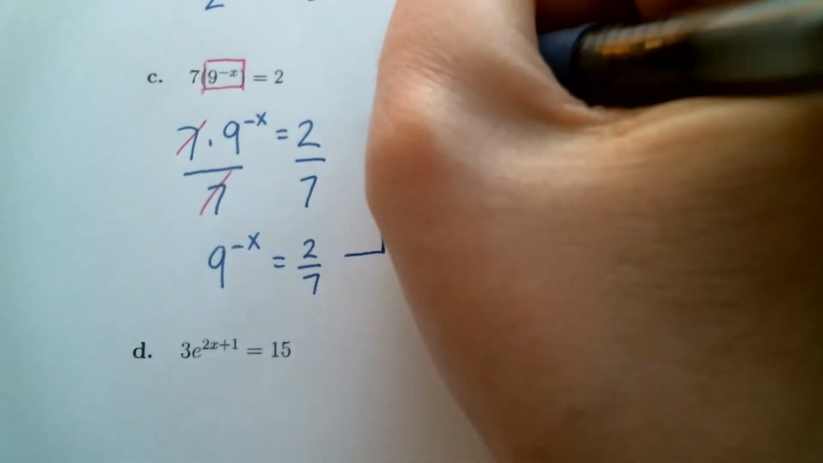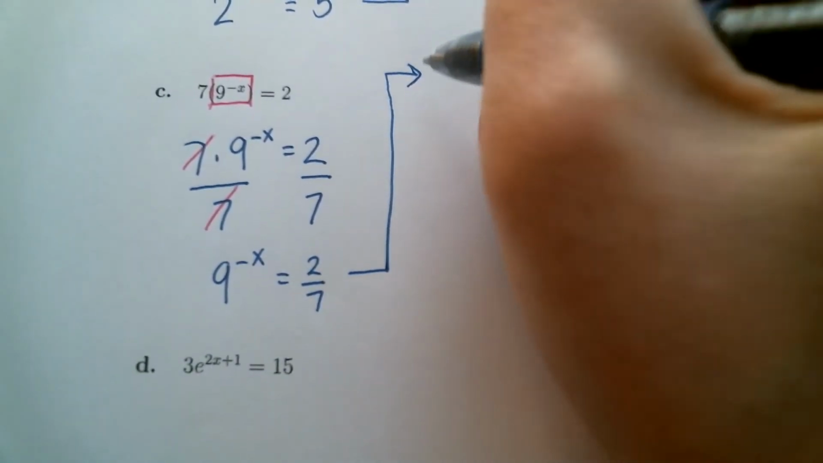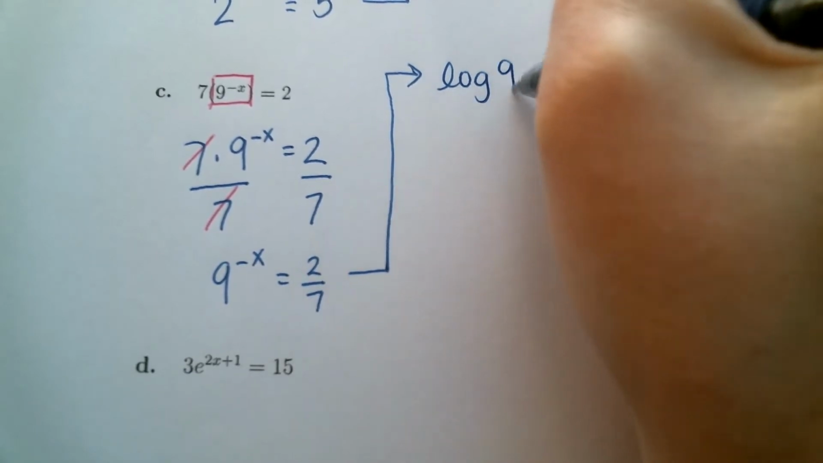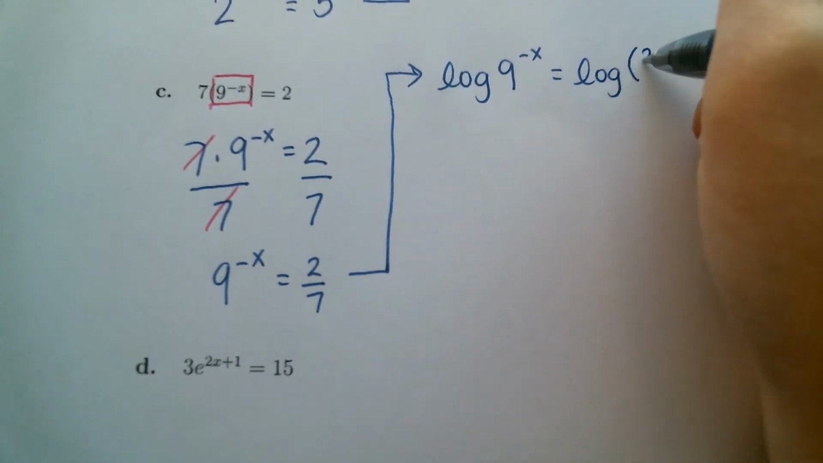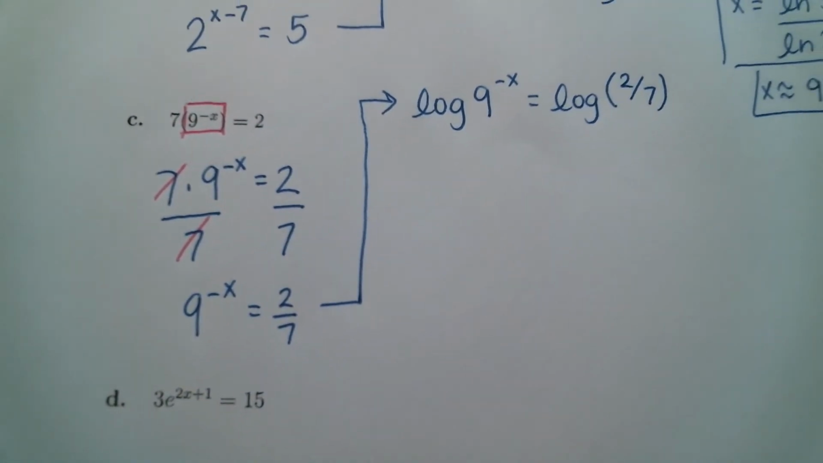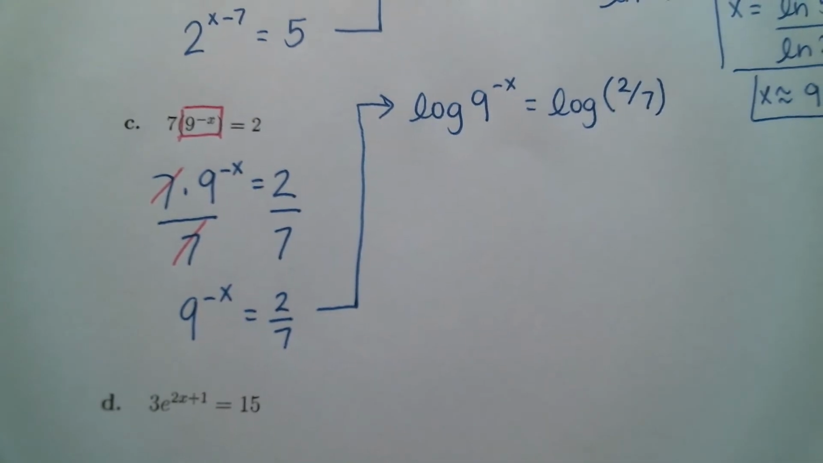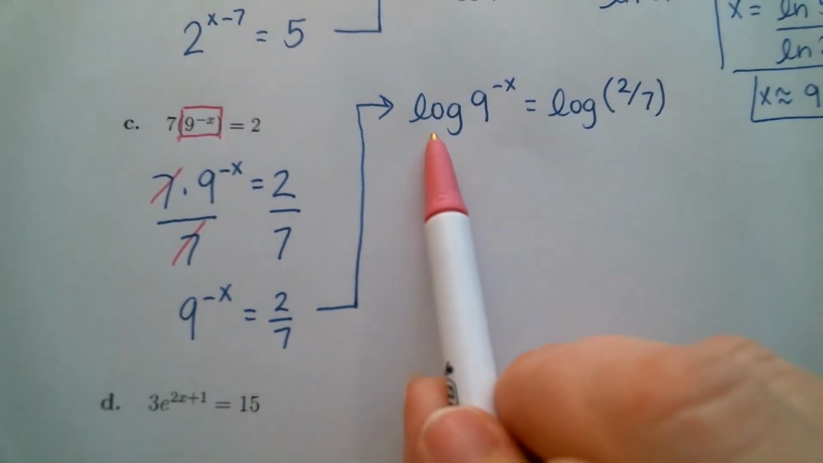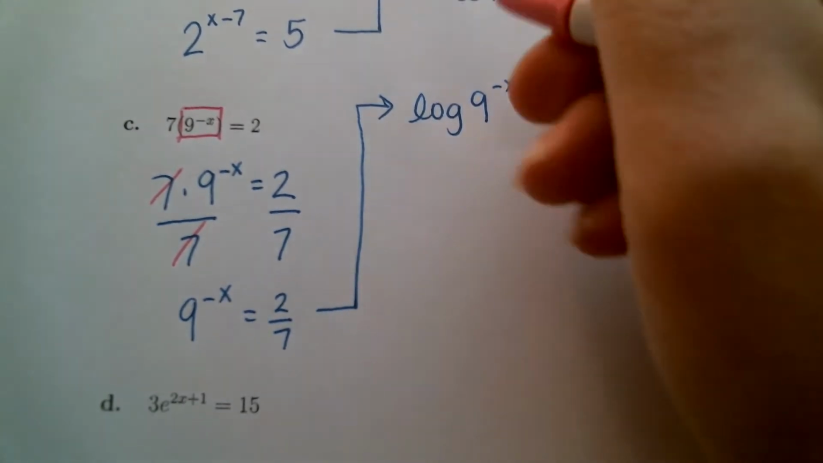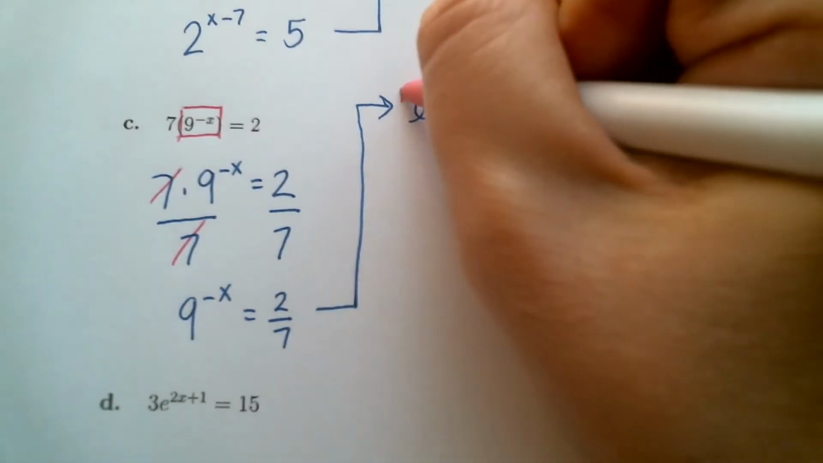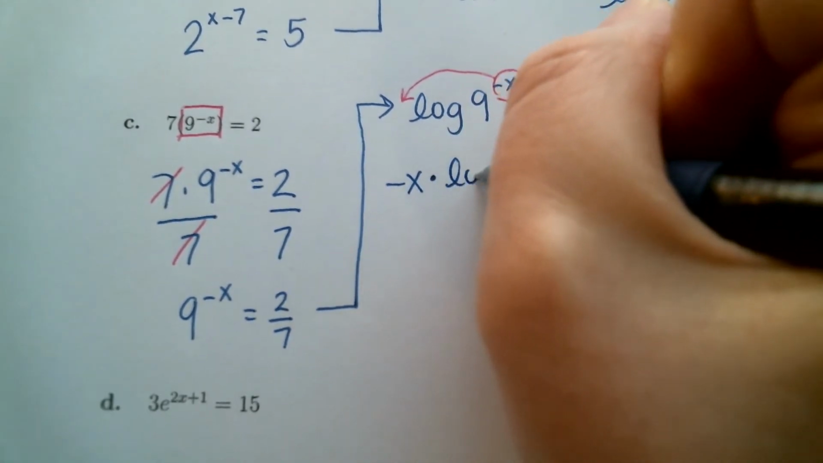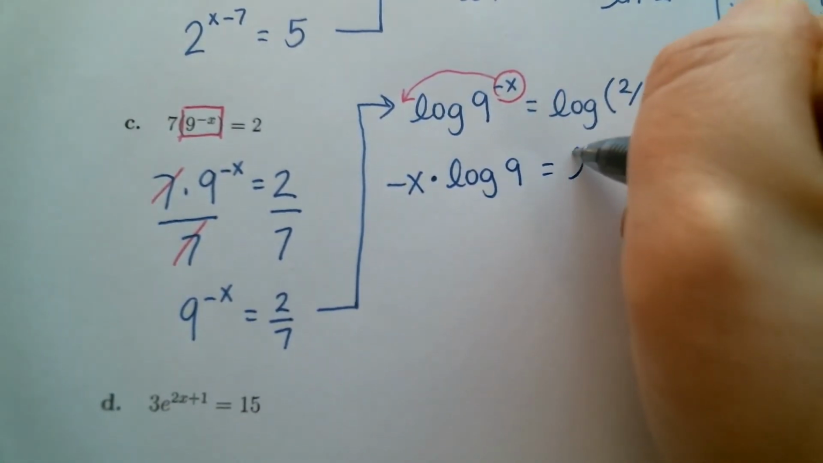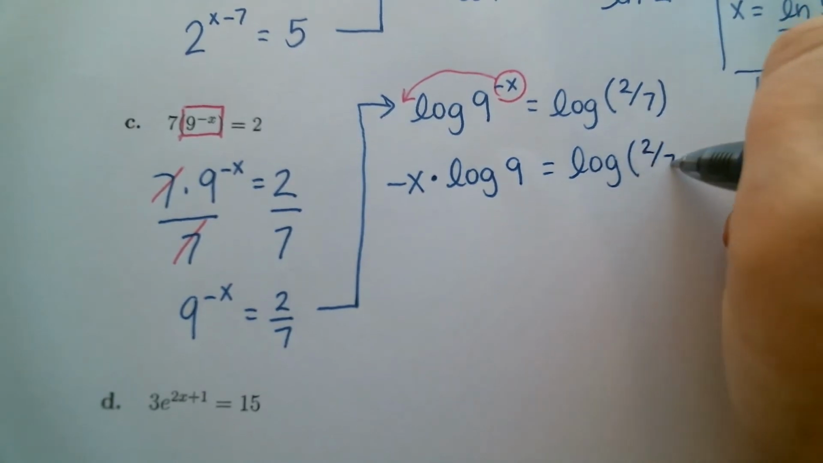All right, so I'm going to take the logarithm of both sides. The log of 9 to the negative x has to be equal to the log of the quantity 2/7. So what good did this do? Well, again, you've got logarithm of something to a power, so the power is going to come down in front. So we're going to get negative x times the log of 9 is equal to the log of 2/7.